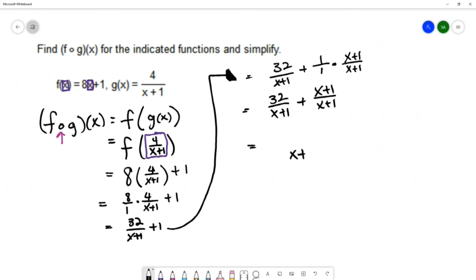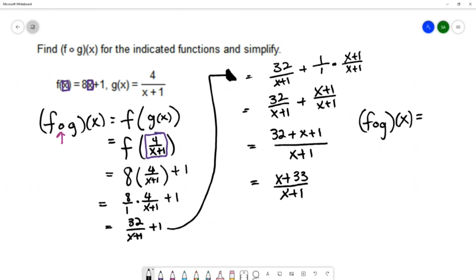We can combine the numerators. That's 32 plus x plus 1. And 32 plus 1 is 33. So we have x plus 33 over x plus 1. So we were able to work out that f composed with g of x is equal to x plus 33 over x plus 1.